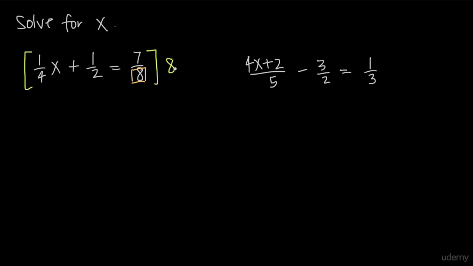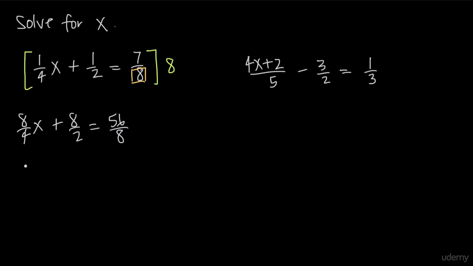And when we do that, we'll distribute this 8 across every term in our equation. So 8 times 1/4 x is going to give us 8 over 4 times x. 8 times 1/2 is going to give us 8 over 2. And then 7/8 times 8 is going to give us 56 over 8. We're just multiplying the 8 by all of our numerators, which is what you do when you multiply a number by a fraction like this. Now we can go ahead and simplify.